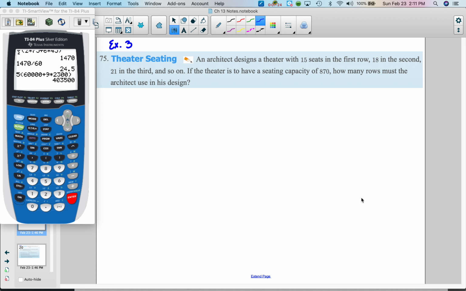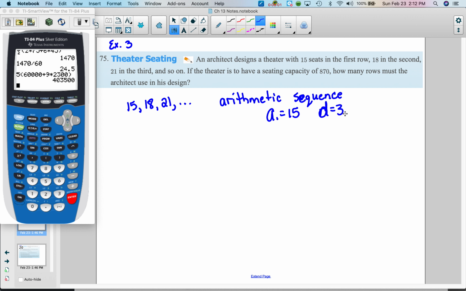On the next problem, also on that same page in your textbook, this is about theater seating, and it says an architect designs a theater with 15 seats in the first row, 18 seats in the second row, 21 in the third, and so on. So here is our sequence, and this would be an arithmetic sequence, and you can tell because it goes up by 3 each time. So we have a sub 1 equals 15, d equals 3.